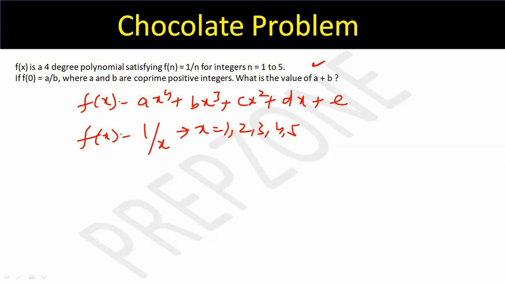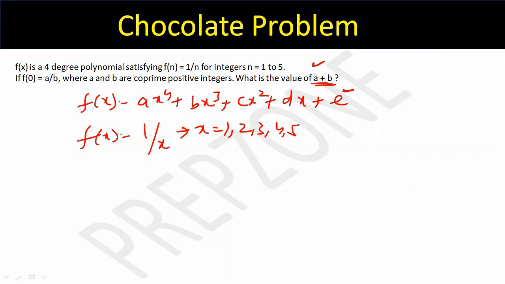That f(x) is a 4-degree polynomial, but for these 5 values, the value of f(x) becomes 1 by n. And f of 0 is a by b, where a and b are co-prime positive integers. You have to find the value of a plus b, right? So f of 0 is what? f of 0 is nothing but e, right? So which means I have to calculate the value of e. I have to find e. And then I will put it in the format of a by b.